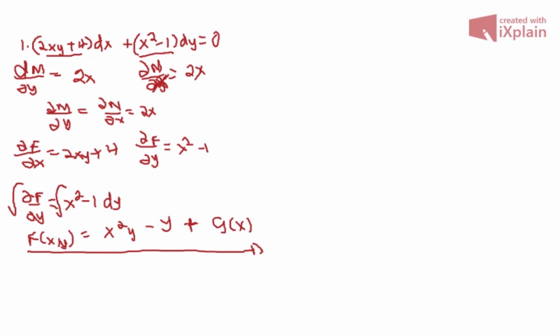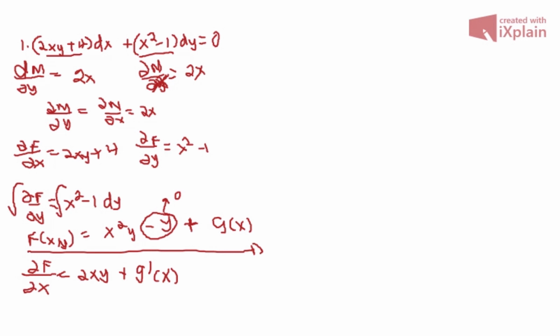Now, after this step, you need to derive with respect to x, because we integrated with respect to y. So we have to say del f over del x is equals to, we need to derive once. This one will be 2xy. Then this one, minus y, is a constant, and we're deriving with respect to x, so it will be 0. Then plus g prime of x.